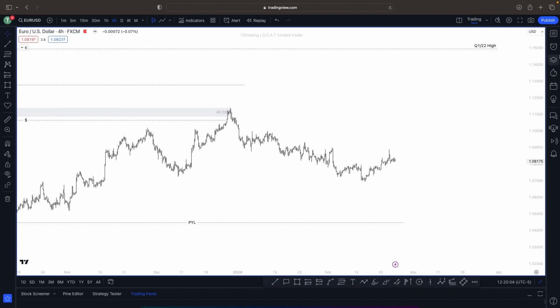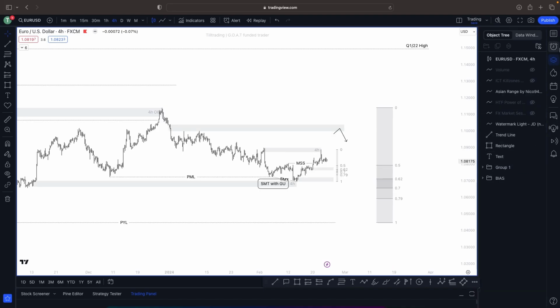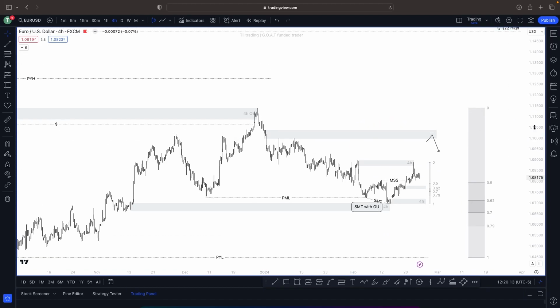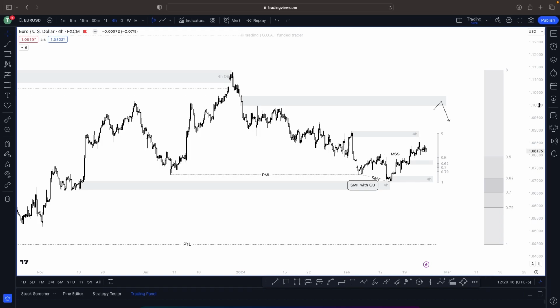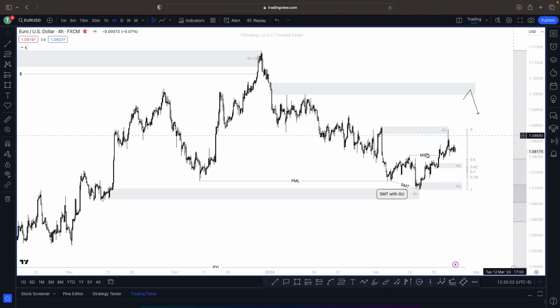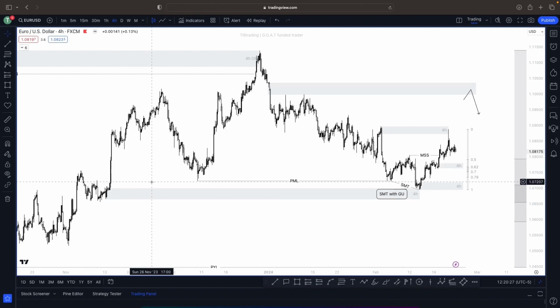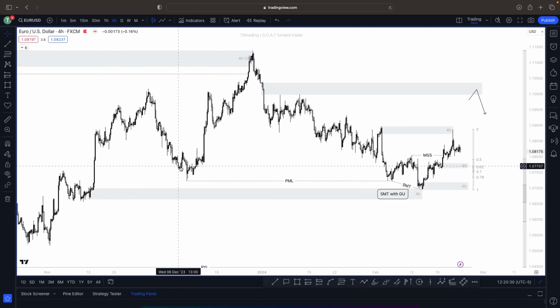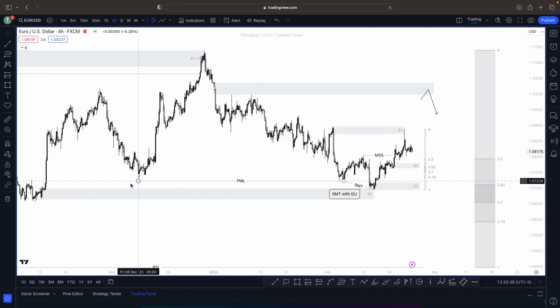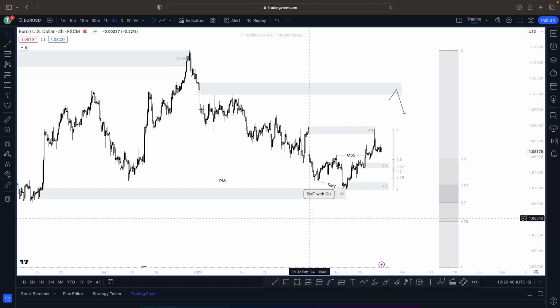Let me just turn on my drawings right here. Here you can see there's a 4-hour demand zone, and then we had these 3 strong bullish candles, and same here, we had this strong impulse to the upside, creating this inducement above the demand area, and then we swept into it, into previous month's low.